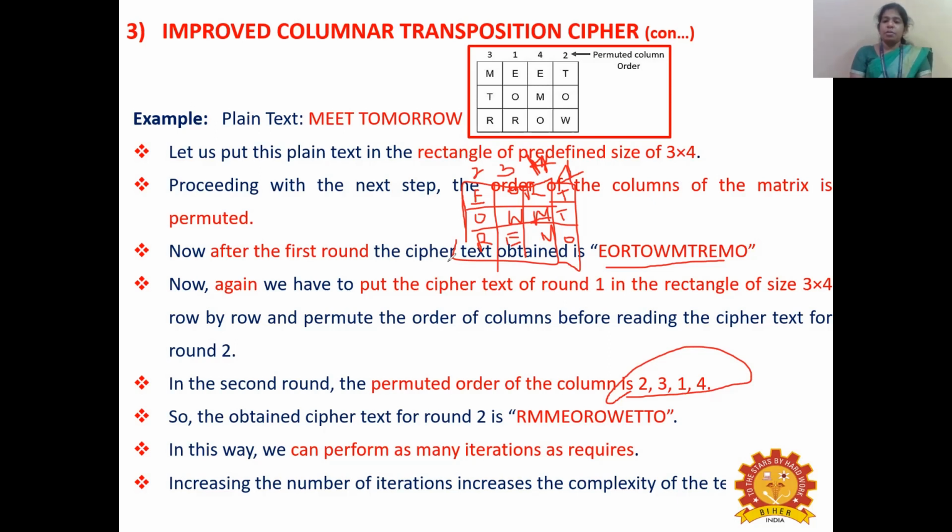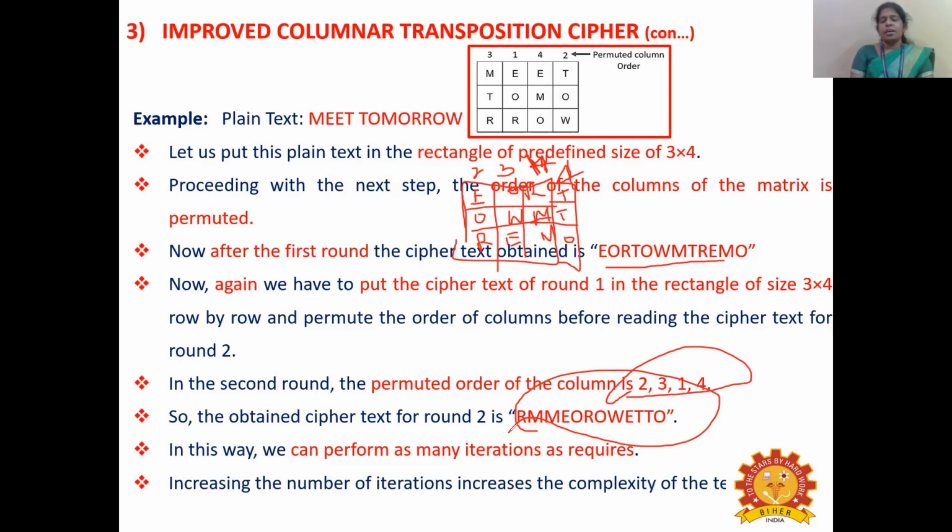Then if you want to perform another round, this is your plain text for your round 3. So you have to again draw a 3 into 4 matrix. You have to fill OMMEOOOWETTO. You have to write it row wise. Then you have to give some permuted order. You have to fill it column wise. So this is your improved columnar transposition cipher.